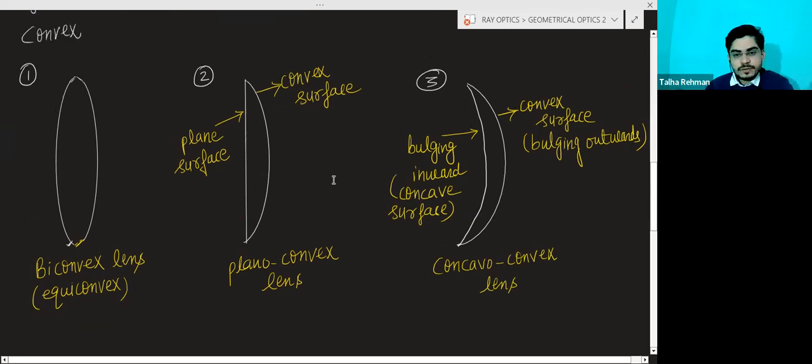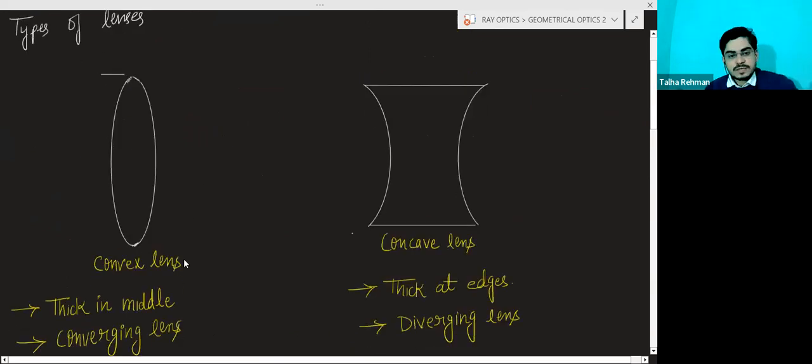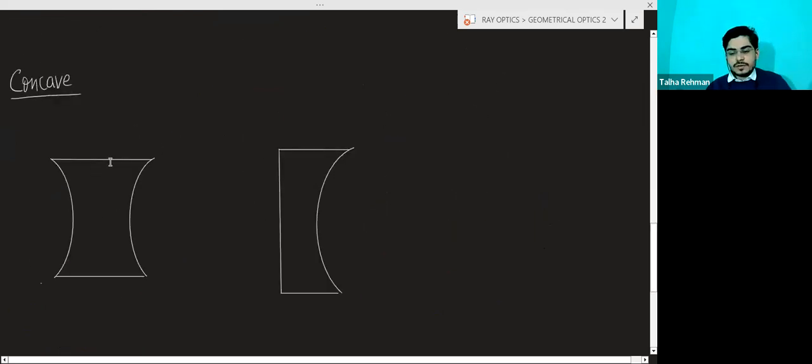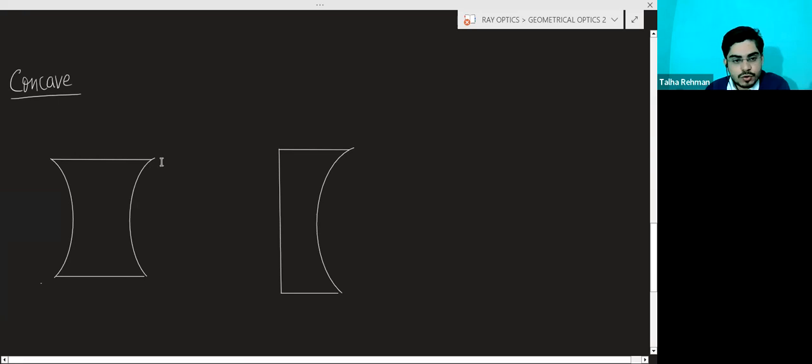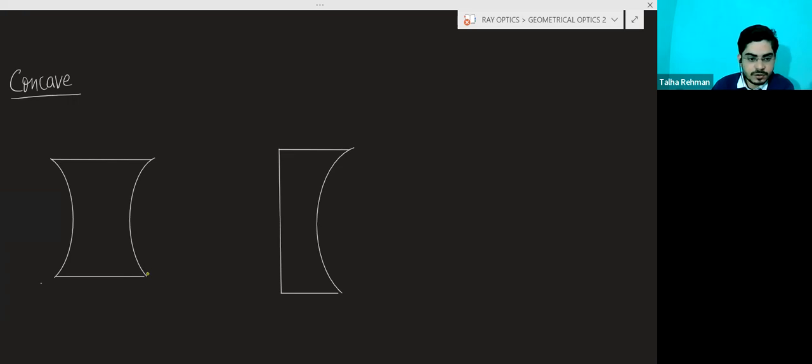Mostly we will discuss this lens and this lens. Now in case of concave lens, this type of lens, you can see this lens is bounded by two concave surfaces. Bulging inward means concave surfaces. This is also a concave surface. So that is why this is known as the biconcave lens.